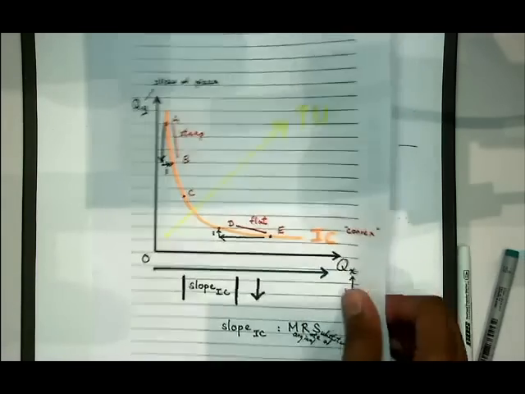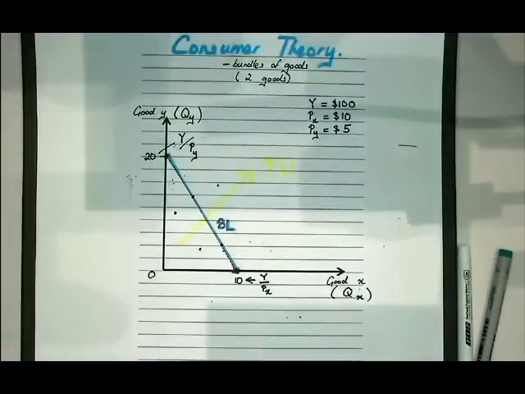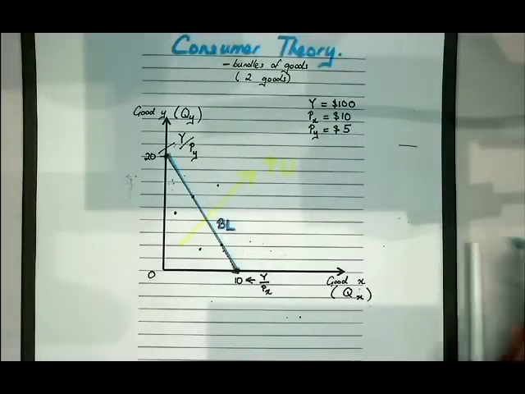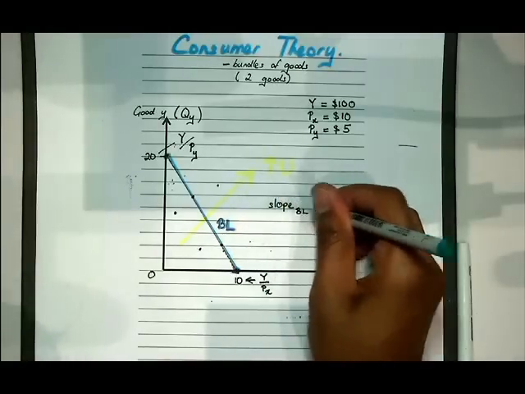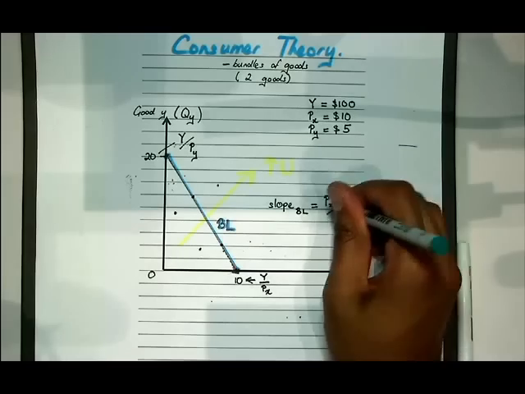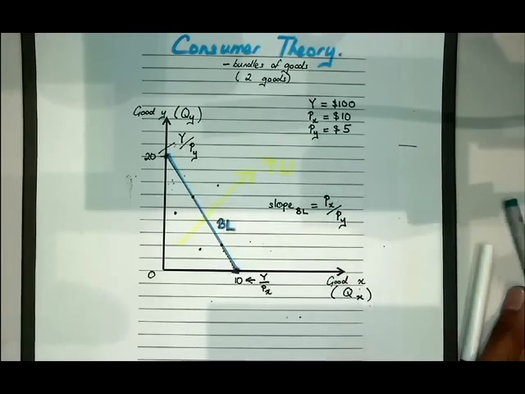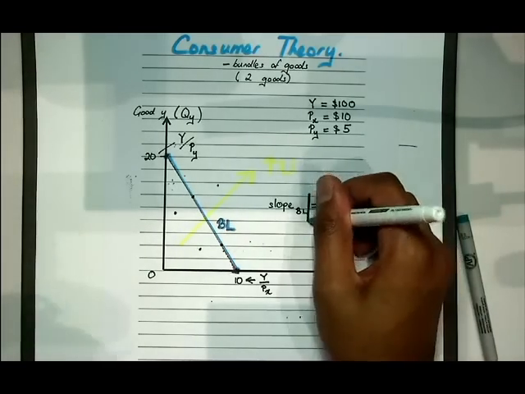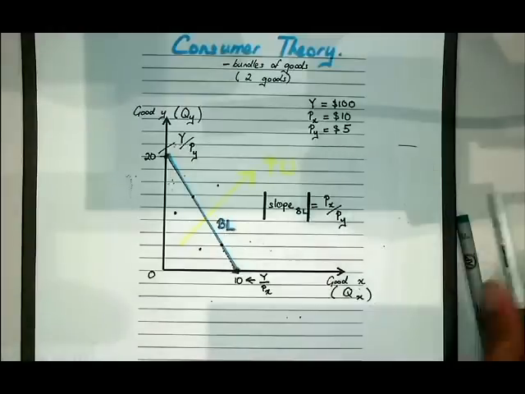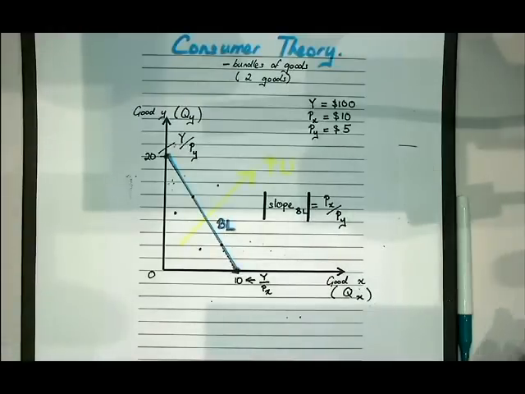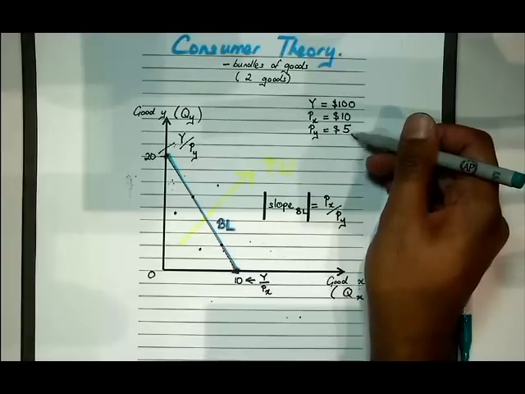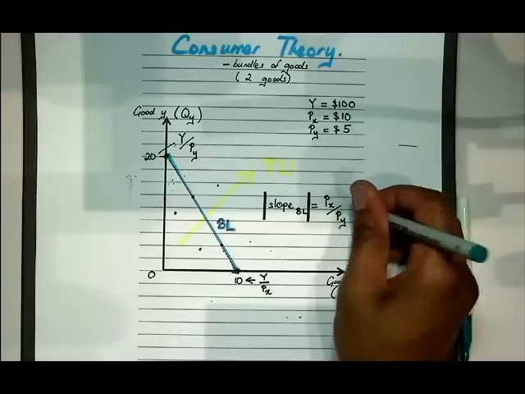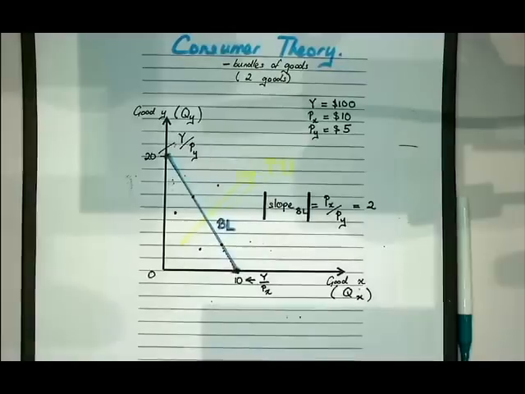Which reminds me, if I forgot to mention, the slope of a budget line is px over py. That's also in absolute value terms, px over py. How much is px? 10. How much is py? 5. The slope equals, in absolute value terms, 2.